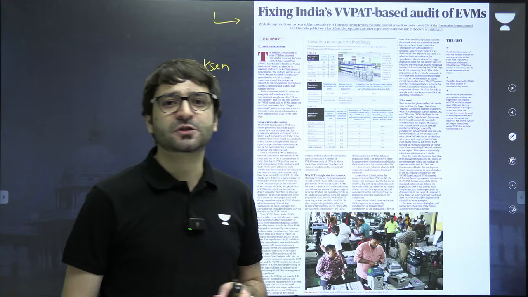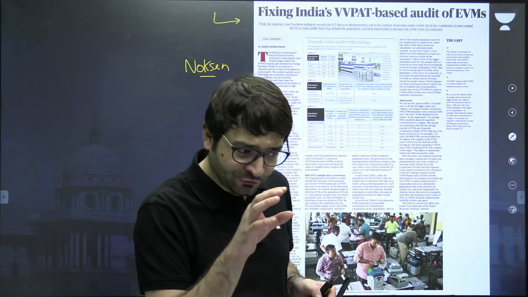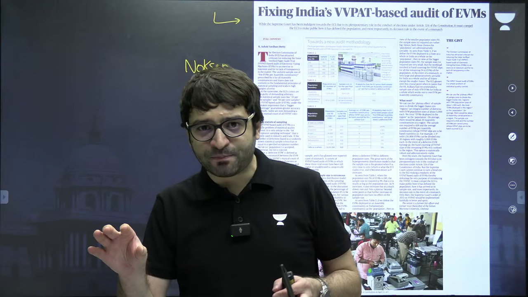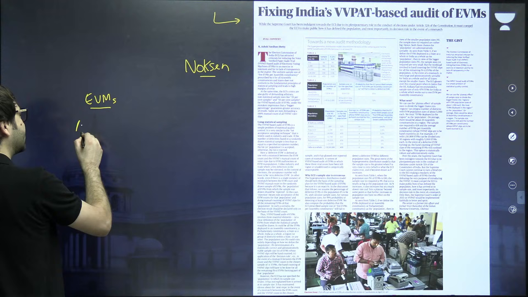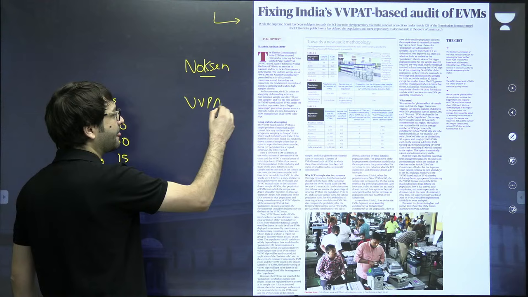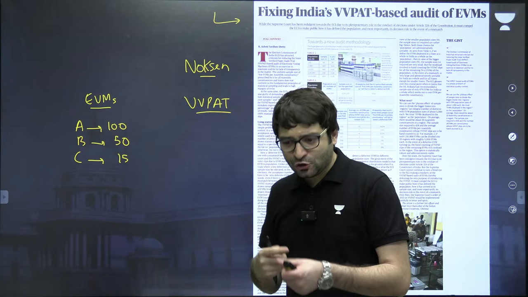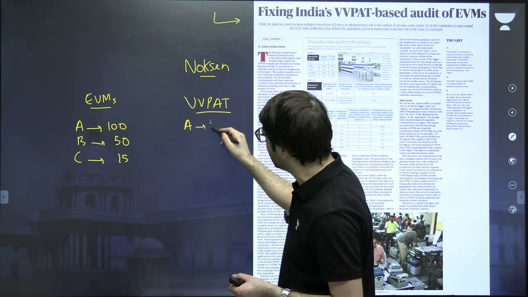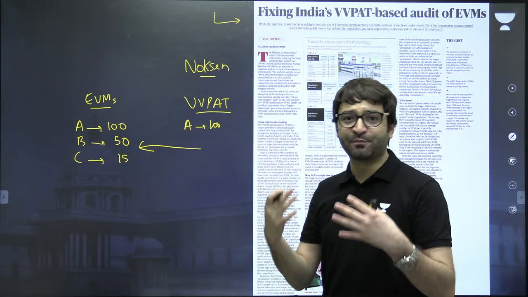But we need to then verify whether the votes registered under EVM and the votes registered under VVPAT are both matching or not. That is how you can build trust in the system. If, for example, you counted EVMs, and after counting you would say candidate A got 100 votes, candidate B got 50 votes, candidate C got 15 votes, you need to match it with VVPAT as well. Because this VVPAT slip will be in the ballot box, you need to count these slips as well. And this count should also say that A got 100, B got 50, C got 15. That is how you can match. That is how people can trust the system.